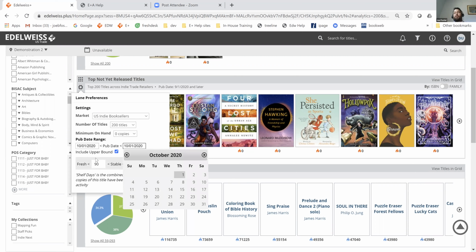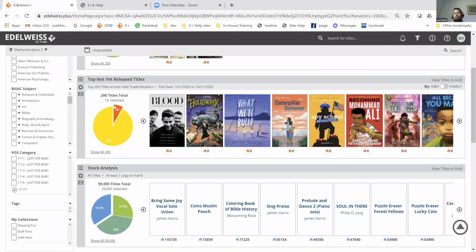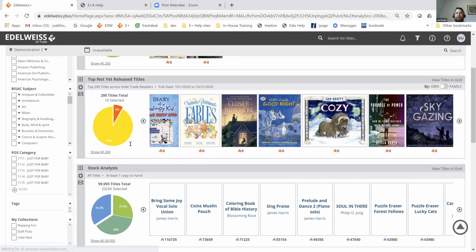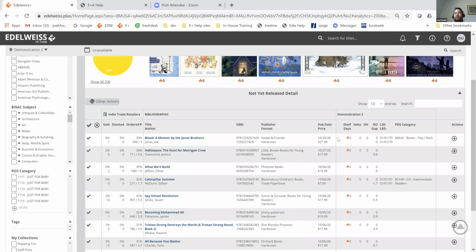And so this is going to show you of all the titles that are published in October, what are you missing? The yellow are going to be titles that you do have on order. The red are titles that you don't. So you could scroll through here pretty quickly, or you can view titles in grid and scroll downward essentially. But when you look at the grid, you also get numbers, what percentage of stores have stuff on order and what sort of quantities are we looking at.